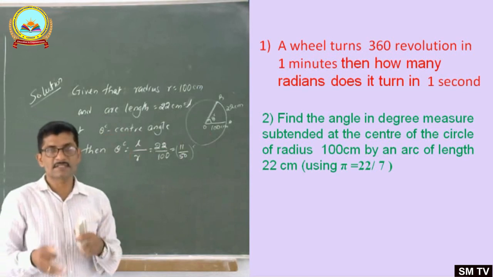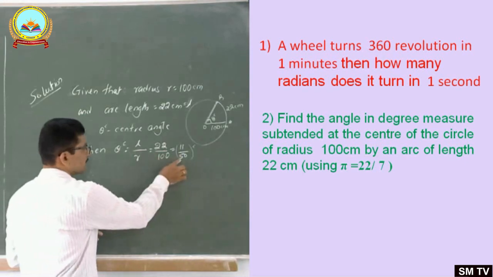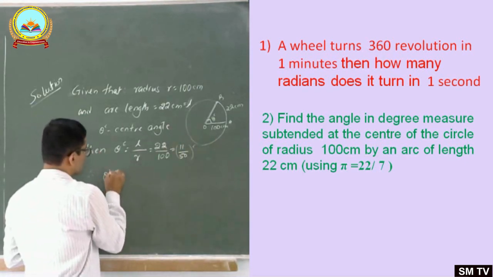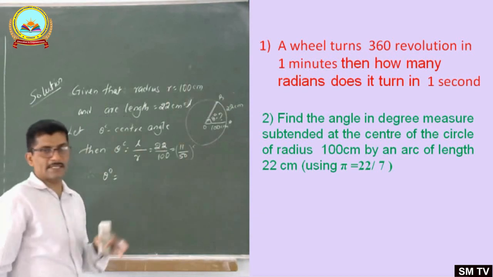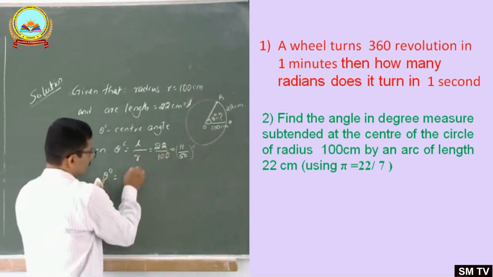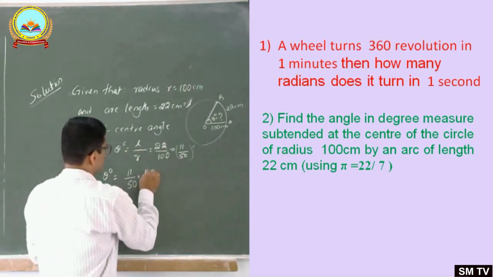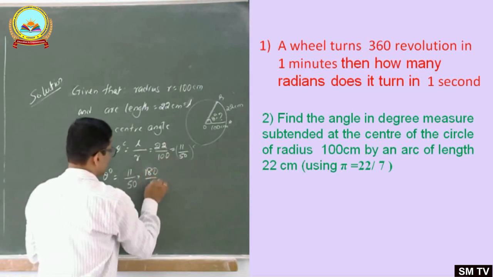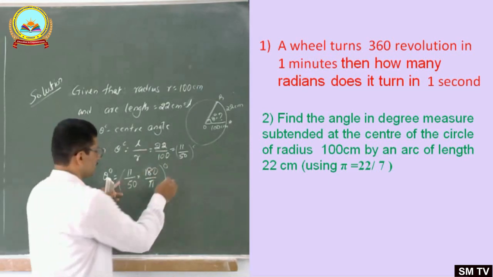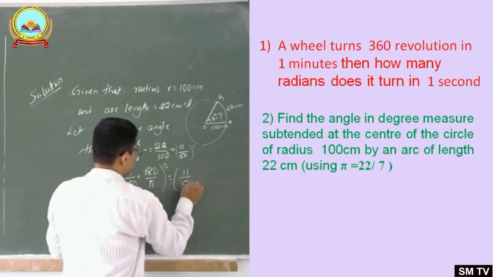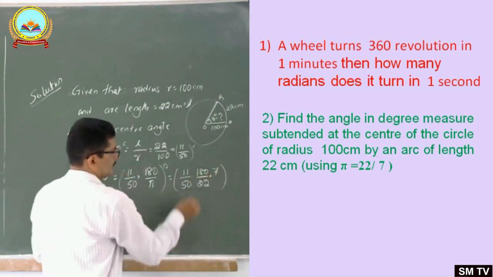But here the central angle is asked in degree measure. Therefore, this radian is converted into degrees. Theta in degrees is equal to 11 divided by 50 multiplied by 180 divided by pi. Suppose here we use pi equal to 22 by 7. Its value is 11 divided by 50 into 180 divided by 22 by 7 degrees.